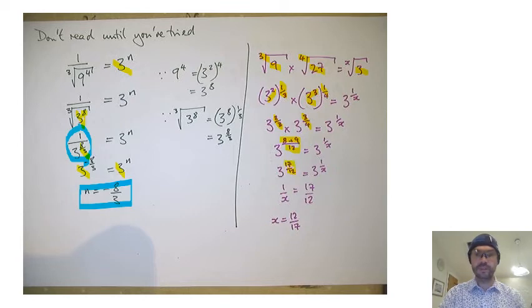I didn't have my calculator in reach, so I did it properly. 3 to the 1 over x is 17 over 12. So the 1 over x is 17 over 12. Lovely bit of rearranging.